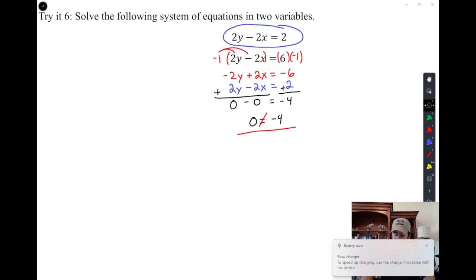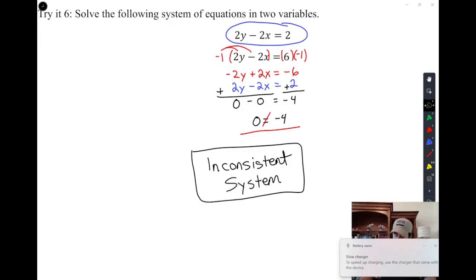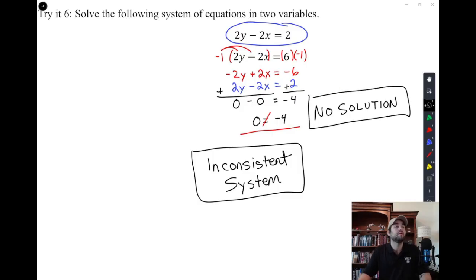And so what this equation is, this is an inconsistent system. When you get a statement like that, where it does not equal, you get an inconsistent system. Or you might say no solution, because there's no solution for x comma y that would plug into both of those equations.